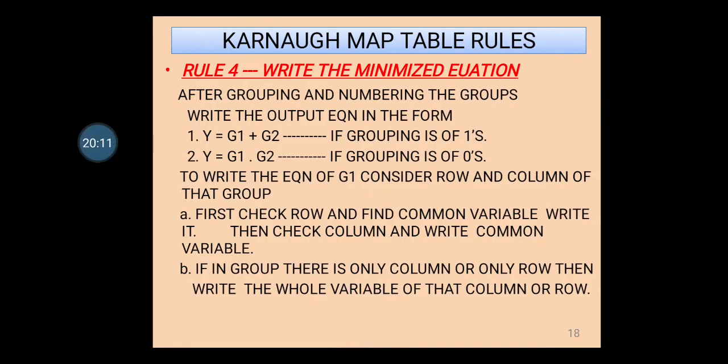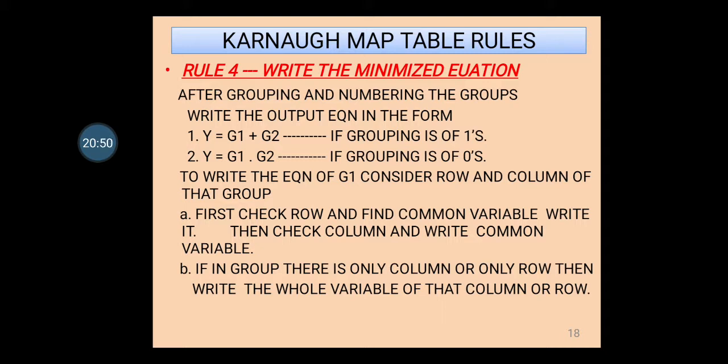Once you form the groups, after that you have to write the equation of the group. That is most important. Final is writing the equation of the group. So the first very important thing is, if the equation is an SOP equation, then you write the output like this as shown here: y is equal to group 1 plus group 2, if grouping of 1s is there. But if the equation is POS, that means you group the zeros, then the output equation y is equal to G1 dot G2.